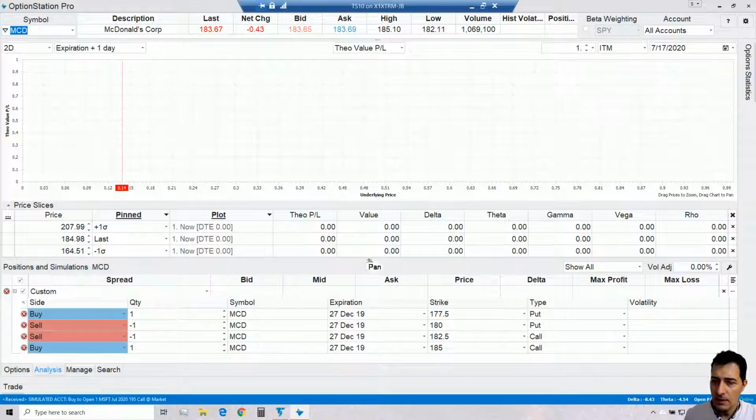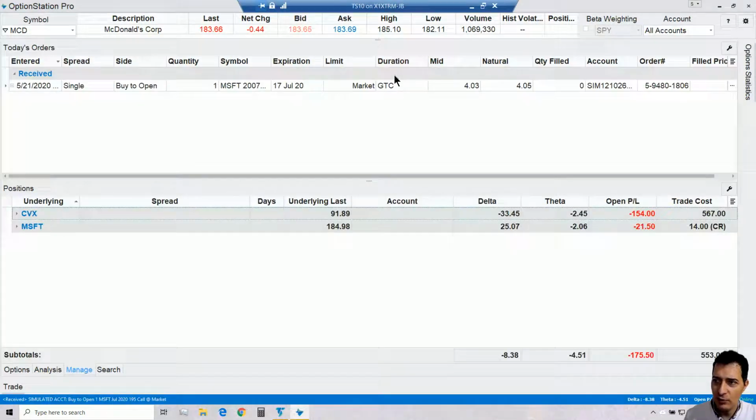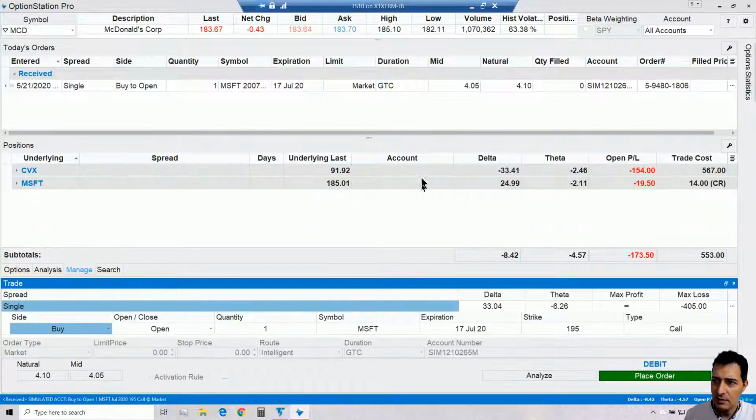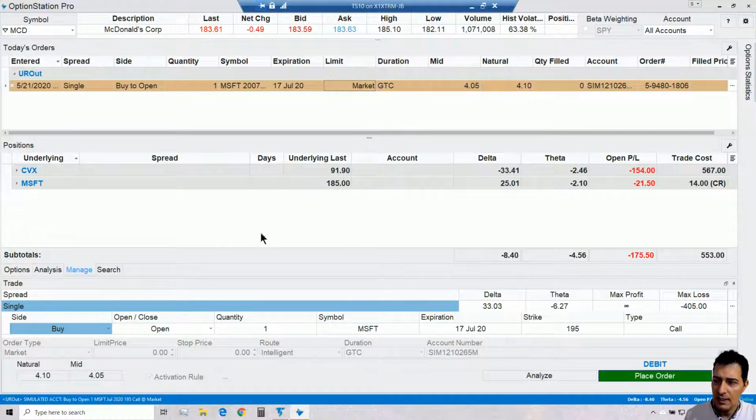By the way, I'm just realizing I made a mistake placing the order with Microsoft, because I made the order good till cancel. So I want to change that. I want to cancel replace. It's not allowing me to change it to good till cancel. So I'm just going to cancel the order and replace that order with a day order. That was my bad.